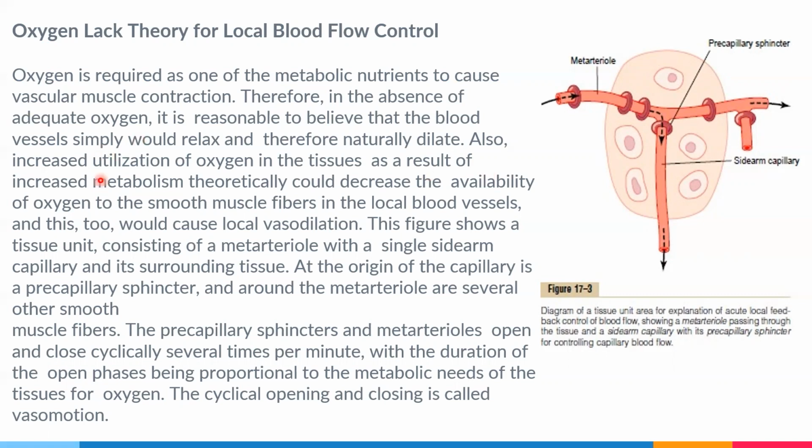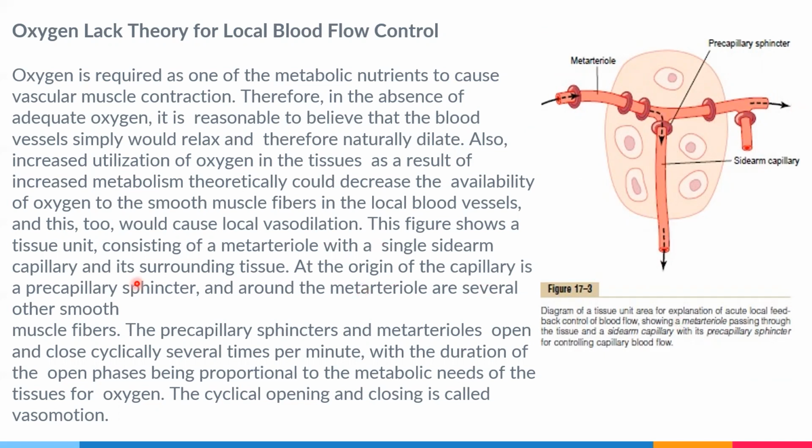Also, increased utilization of oxygen in the tissues as a result of increased metabolism, theoretically could decrease the availability of oxygen to the smooth muscle fibers in the local blood tissues, and this too would cause local vasodilation. The figure that is shown right here shows a tissue unit consisting of a meta-arteriole with a single side arm capillary and its surrounding tissue. So this is the meta-arteriole and this is our capillary.